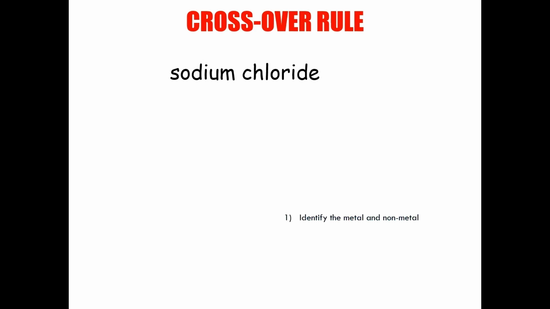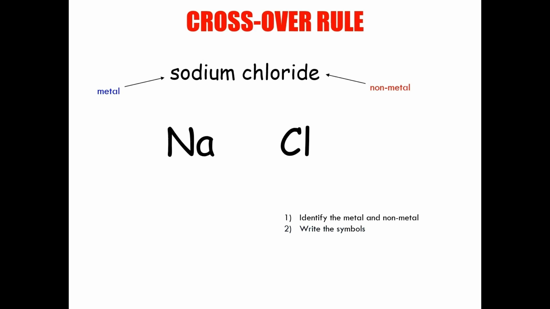First, identify the metal and nonmetal in the ionic compound. And so clearly sodium is the metal and chlorine is the nonmetal based on the positioning of these elements on the periodic table. Second, write the symbols. So we know that the symbol for sodium is Na and the symbol for chlorine is Cl from the periodic table. Third, write the charges. Again, based on the positioning of these elements on the periodic table, I can infer that the charge on sodium will be 1 positive and the charge on chlorine will be 1 negative.